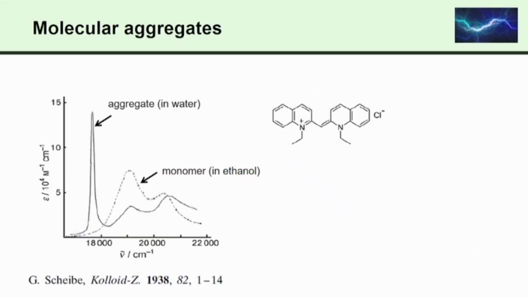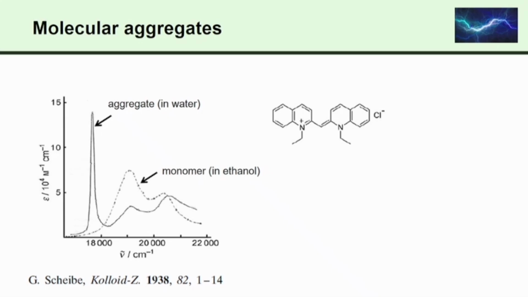Now, I can go this way. Sorry. Now to molecular aggregates, the second topic. This is, let's say, the historical picture of aggregates. It is Scheibe, a German scientist. In 1938, he was able to demonstrate these aggregation phenomena.